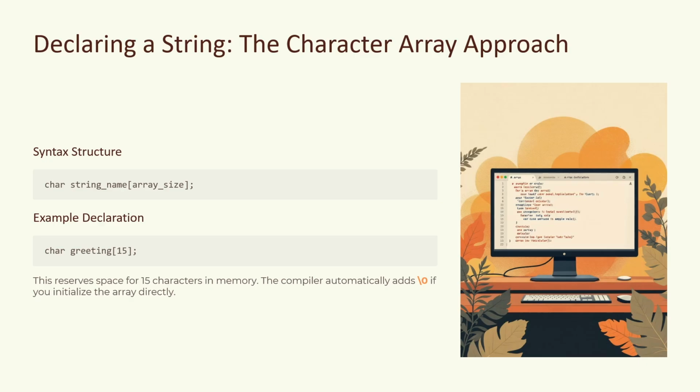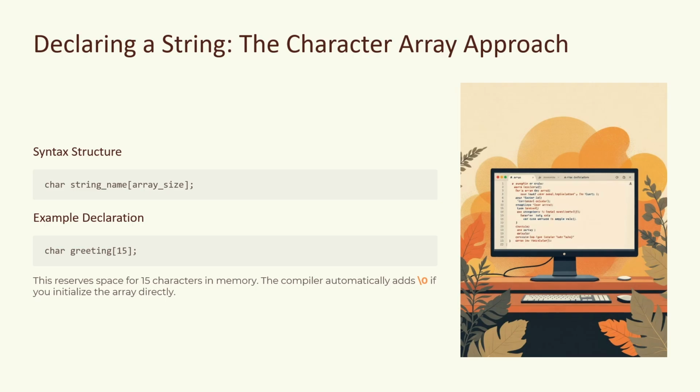Now we are going to see how we can declare a string. To declare a string in C, we use a character array. The general syntax is the keyword char followed by the string name and the array size inside square brackets. We are going to see an example. char greeting[15]. This reserves space for 15 characters in memory. The compiler automatically adds \0 if you initialize the array directly.